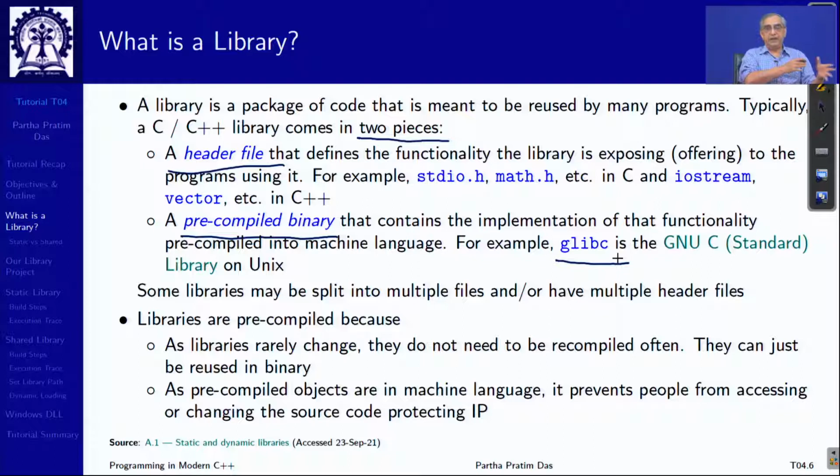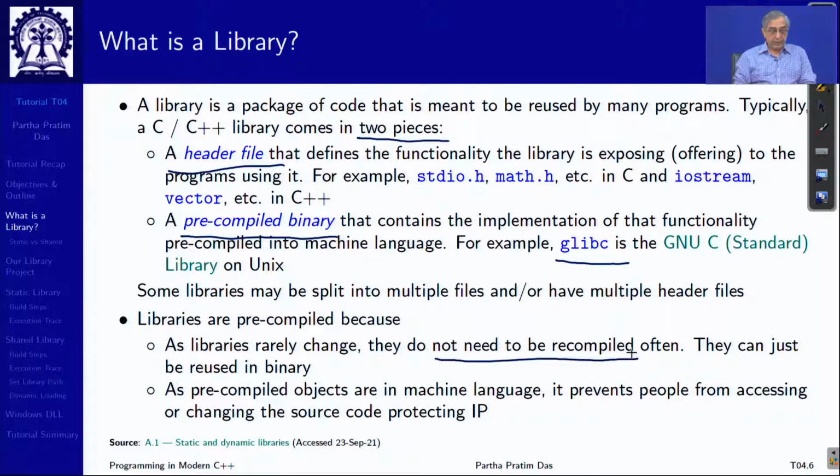G stands for GNU, lib stands for library, C stands for the C language. It is available on Unix. Now, some libraries may have multiple source files, multiple header files, it may have multiple binaries also. So, we will have all of them. So, they do not change.